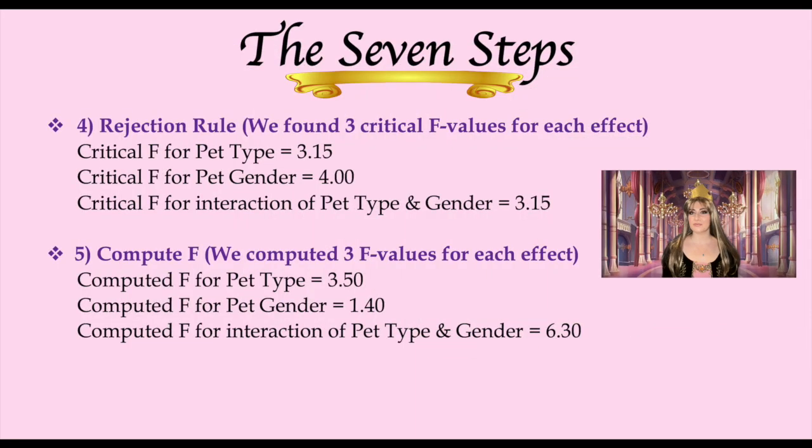Step 5 is to compute F. We've also computed 3 different F values, one for each effect. The computed value for pet type was 3.50. The computed F value for pet gender was 1.40. And the computed F value for our interaction was 6.30.